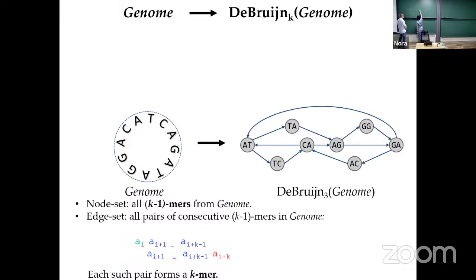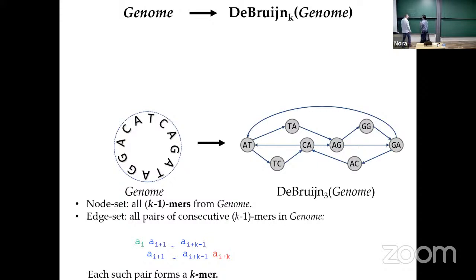What will be the nodes? I'm trying to count the number of them, and then I try to connect them. AT, TC... wait. Yes, so that's actually good.